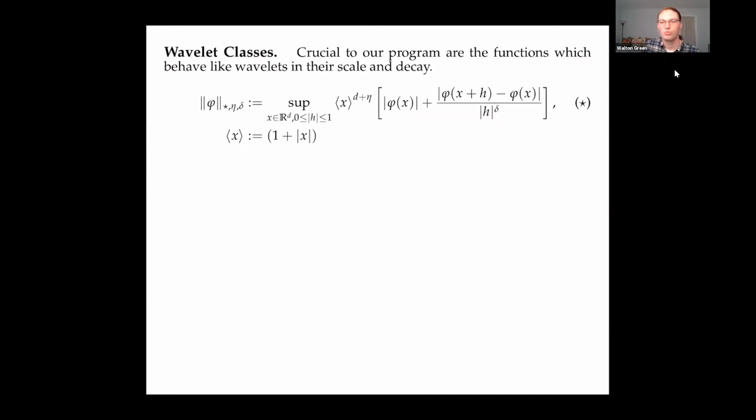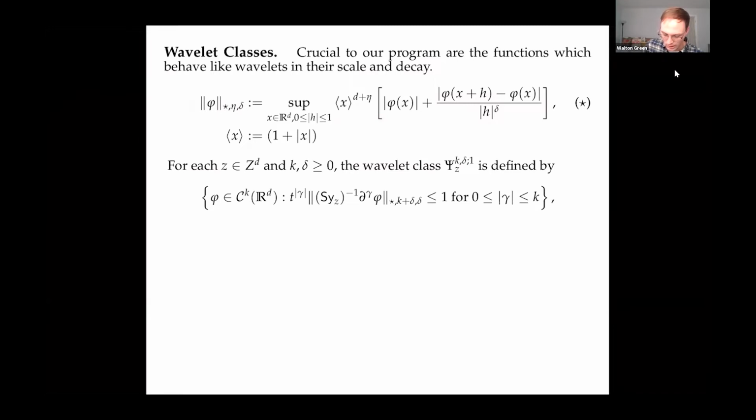And for us, we're going to actually look at functions that are not wavelets themselves, but behave like wavelets in their scale and decay. So we have this Holder type norm that we introduce, the star norm. It measures the decay of the function, and that it has some sort of Holder continuity, again with the decay. And using this norm, we define the wavelet class. These are things that are not wavelets themselves. They don't satisfy the Calderon formula, but they are close enough. So they behave like wavelets according to this norm.